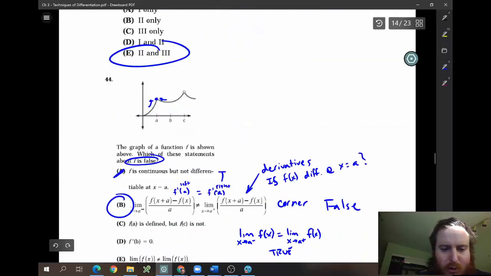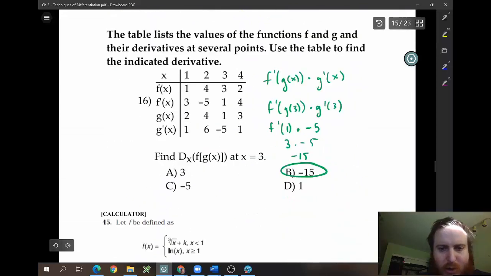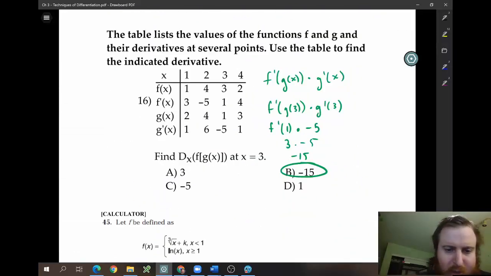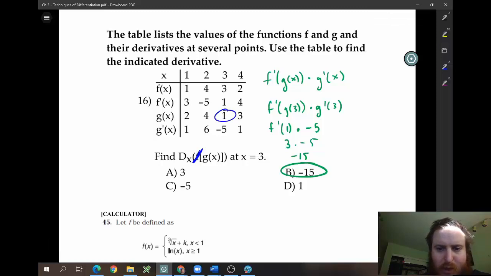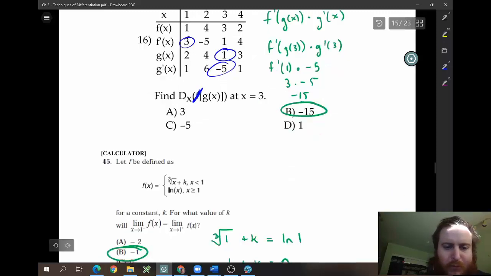Okay, our next question is down here. When you see this dx, that's just another way of saying the derivative of, right? So this is the chain rule. The outside is f, so f prime of g of x times g prime of x. Then we plug in 3. g of 3 is 1. So we get f prime of 1 times g prime of 3, which was negative 5. And f prime of 1 is 3. So 3 times negative 5 is negative 15.